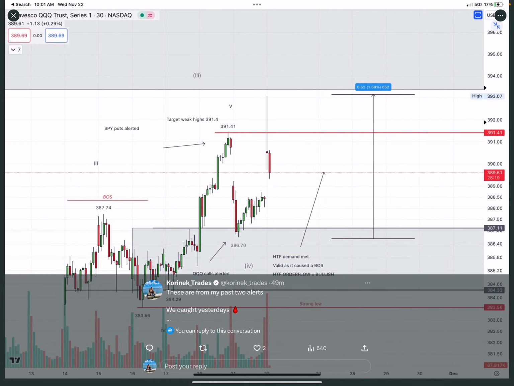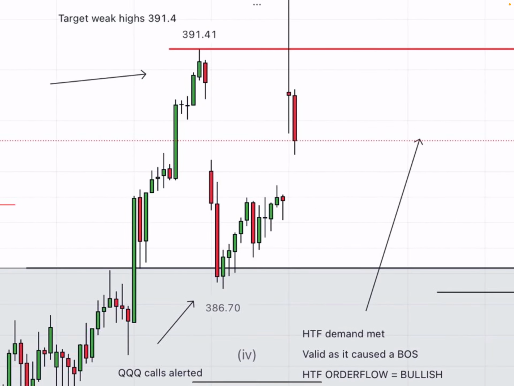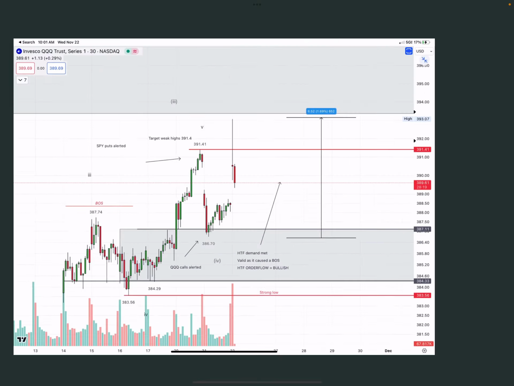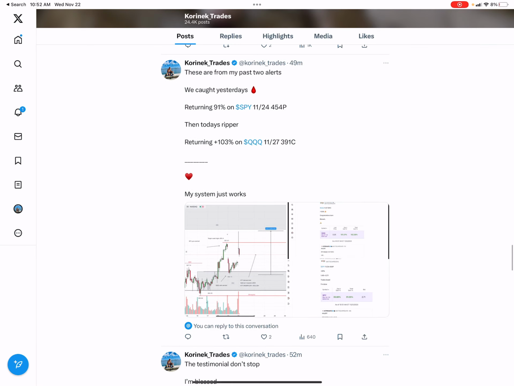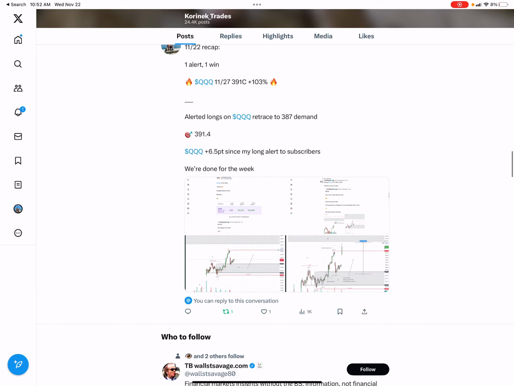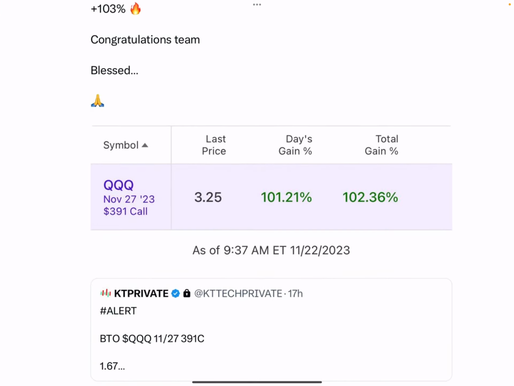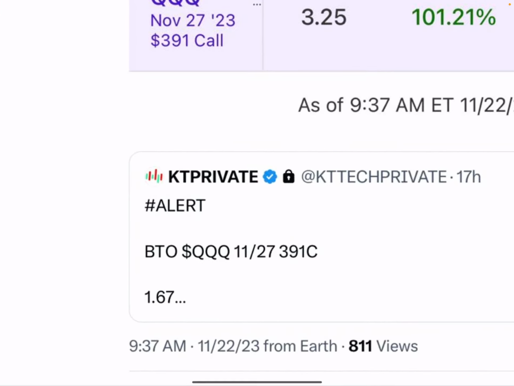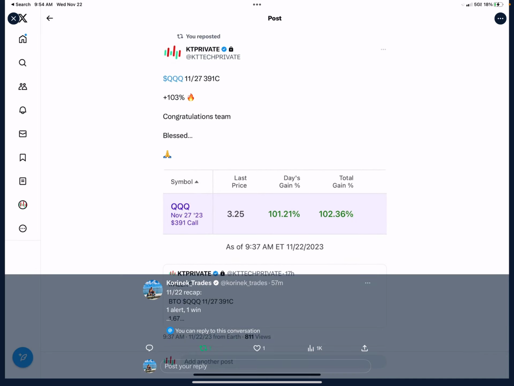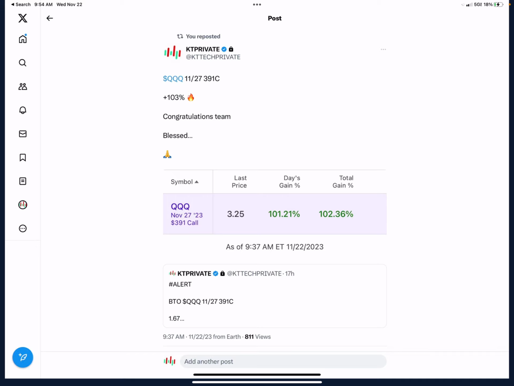And then yesterday, end of day, I sent out QQQ calls upon the test of 387 demand, looking for a move to 391.40. And we caught that rally as well, guys, returning 103%. So I want to show, as promised, how we did it, all right? So I just want to show you my exact blueprint, right? So here's my exact alert, right? Buy to open QQQ 1127, 391 calls at about $1.67. All right, we took them for about 103% profit today.